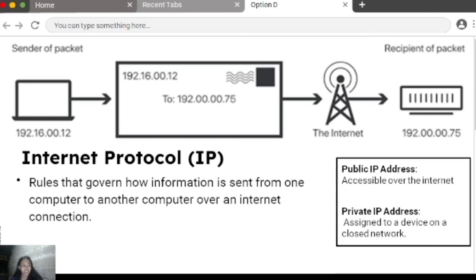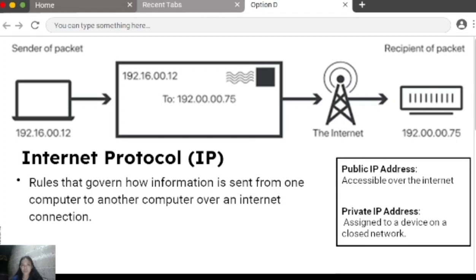So also it is a network layer communication protocol in the internet protocol suite for relaying datagrams across network boundaries. So we have here the types of internet protocols, or IP: the public IP address and the private IP address. The public IP address is accessible over the internet, and the private IP address is assigned to a device for a closed network.